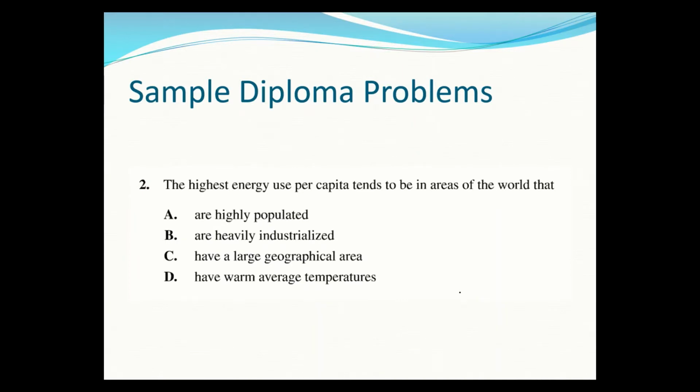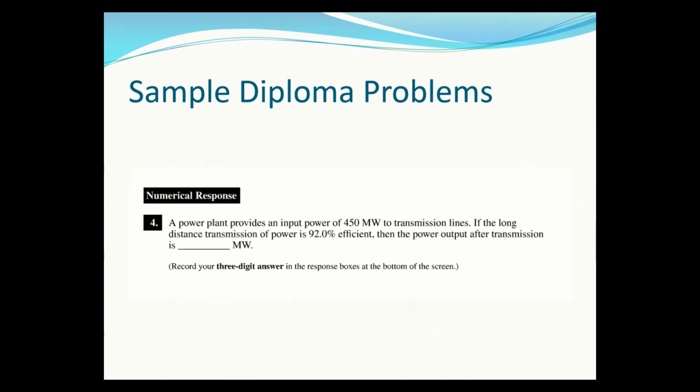Question 2, the highest energy use per capita tends to be in areas of the world that are, so it's talking about per capita, so highly populated wouldn't be the answer. Large geographical area does not matter, and warm temperatures would be colder temperatures, so heavily industrialized. The type of industry that you have, if it's heavily industrialized, it's going to use more energy per person.